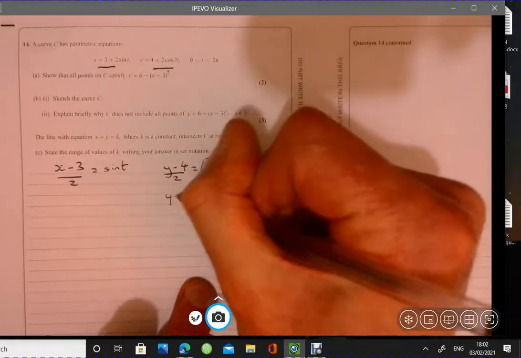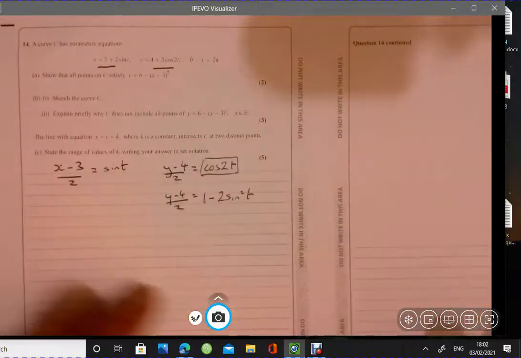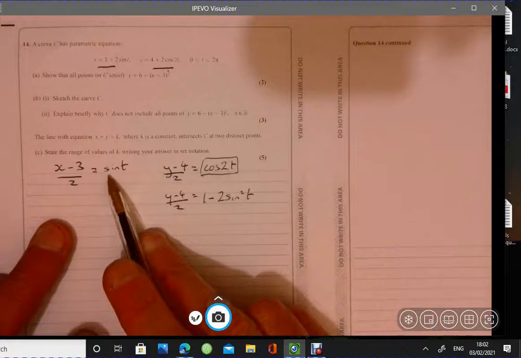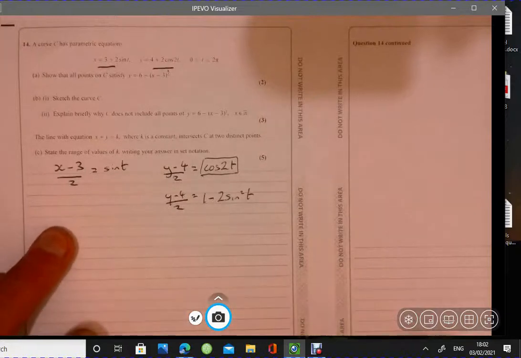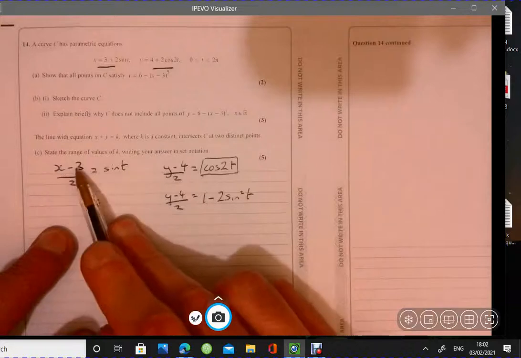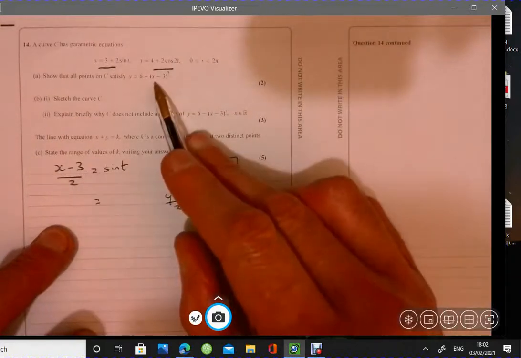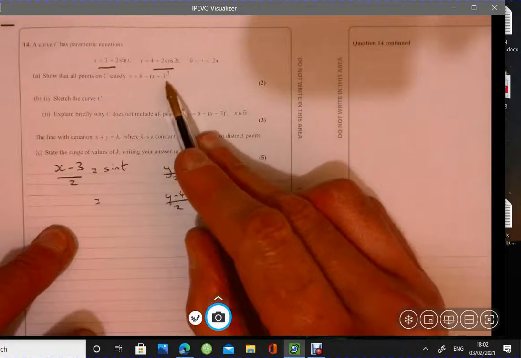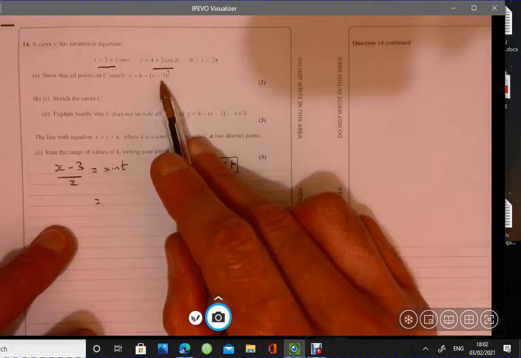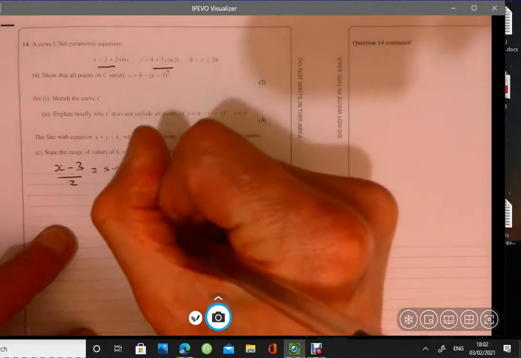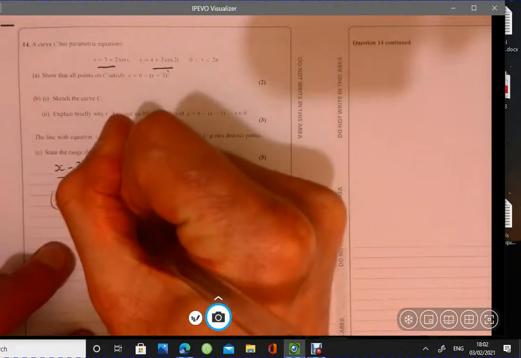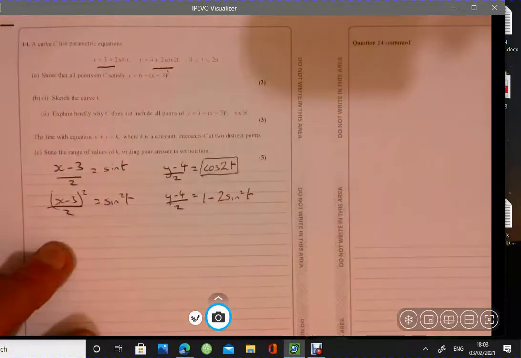So y minus 4 over 2. Now I'm trying to think, okay, well, wait a minute, I've got sine t over here. Well, what happens if we square both sides? Let's square both sides. There's another clue here, look. x minus 3, and look, x minus 3 squared. Remember, sometimes when you've got to show that, there's a bit of a clue up there. So if we square both sides, we get x minus 3 squared over 2 squared.